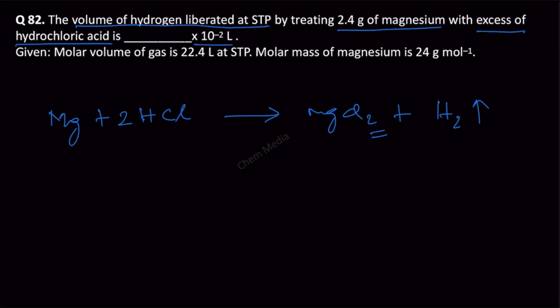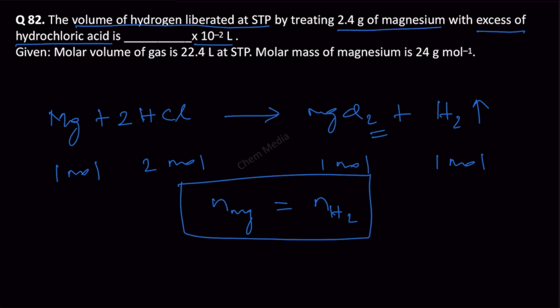This means that if we have 1 mole of magnesium and 2 mole of HCl, we would get 1 mole of magnesium chloride and 1 mole of H2. That's the stoichiometric mole ratio here. So therefore the number of moles of magnesium is equal to number of moles of H2. So that's the equation we should use.